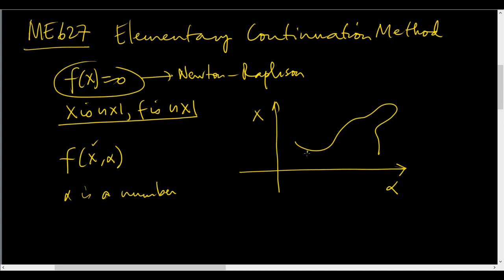Now you can take one value of alpha and find an x, then you can take another value of alpha, find another x. In this way you can proceed until you come here and you come here, and then after that you take another value of alpha and you don't find a solution. There is another way to do it, which is to follow this curve. Okay, so that is the basic idea, and the way it is implemented is like this.